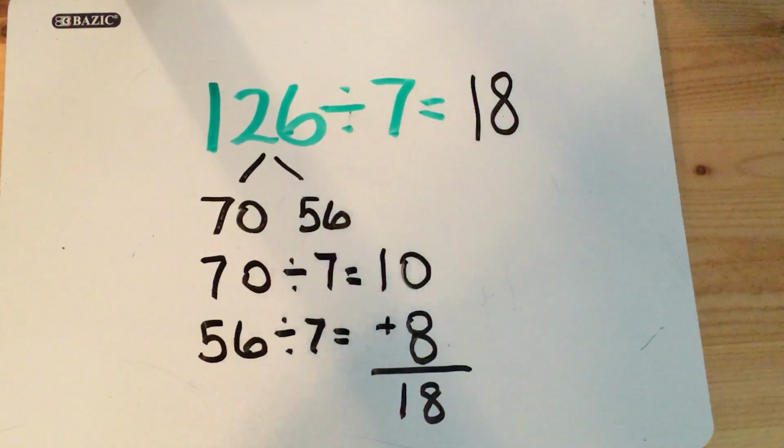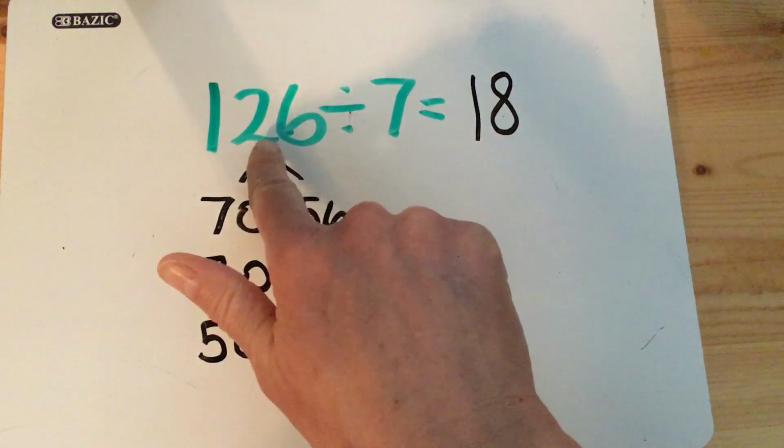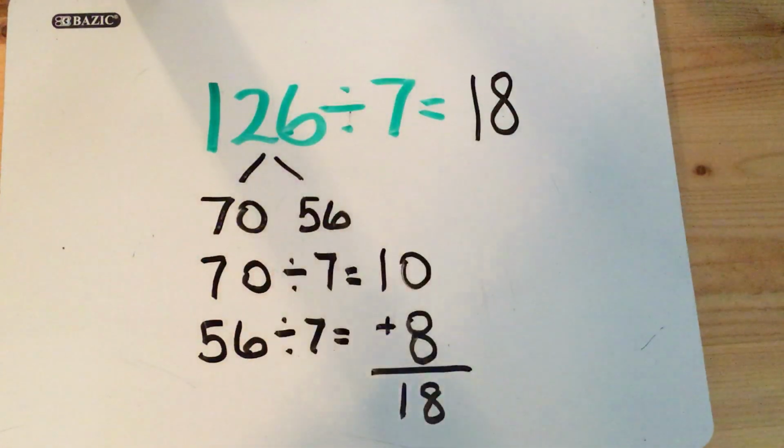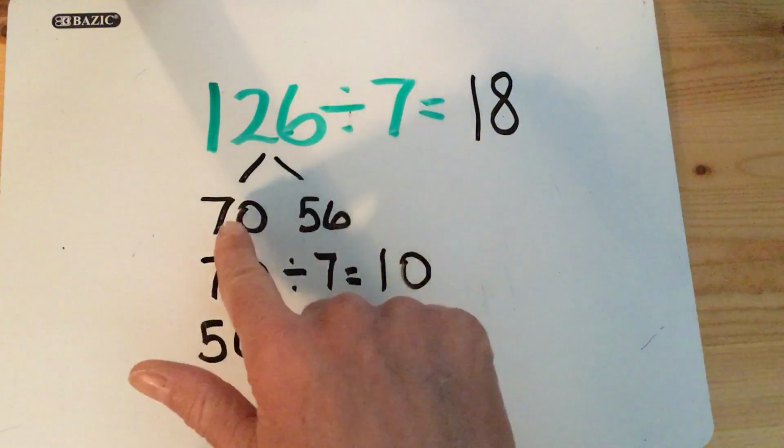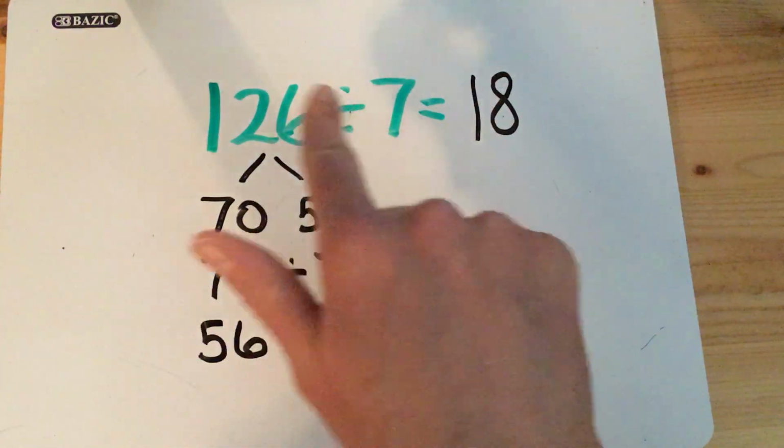It works well when you can split the larger number, the first number, into multiples of the second number. So splitting it into numbers that 7 can go into.